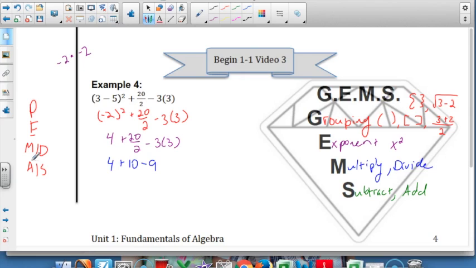You do addition and subtraction in a row at the same time as you come to it going from left to right. So I'm going to start at the beginning of my problem and go across. 4 plus 10 is 14, and 14 minus 9 then becomes 5. So my final answer is 5.